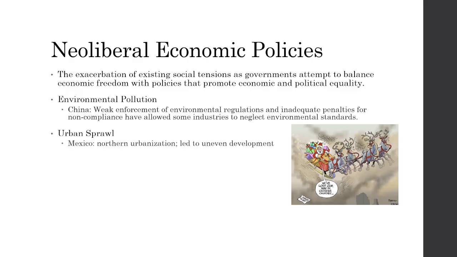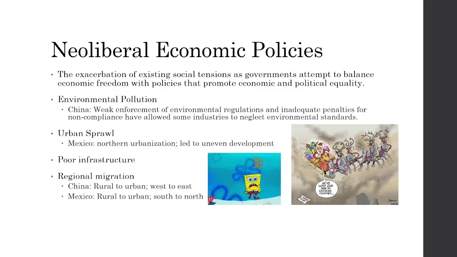In Mexico, urbanization has occurred predominantly in the north, and this has led to severe uneven development. The south is very much lagging behind compared to the north. We can see poor infrastructure developed. This could possibly be due to the urban sprawl, because they can't support the exponentially growing population. We can see regional migration, again, in Mexico from rural to urban, which is south to north, and in China, from rural to urban, west to east.